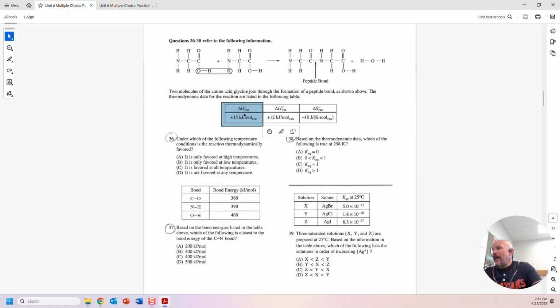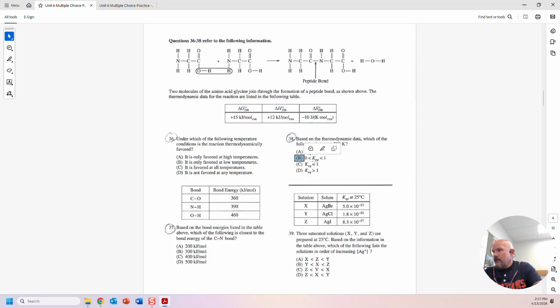That means at 298, the equilibrium constant is less than 1. It means the cell potential, they probably wouldn't ask about cell potential for this reaction, but the cell potential is negative because the delta G is positive, right? Does that make sense? Okay. And as soon as we made that judgment, we can answer number 38.